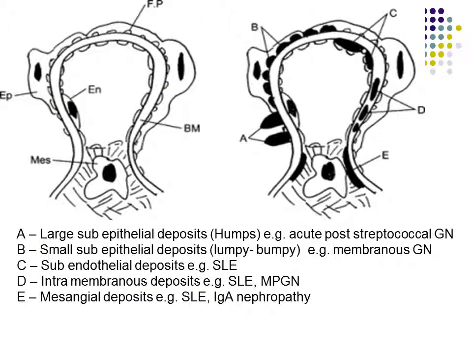So here you can see the pictorial presentation of different kinds of deposits which we can encounter in kidney biopsies. On the left side you can see the normal glomerulus. You can see mesangium, endothelial cell, epithelial cell, and in between is the basement membrane. On the right side picture you can see large subepithelial deposits. These are called humps.